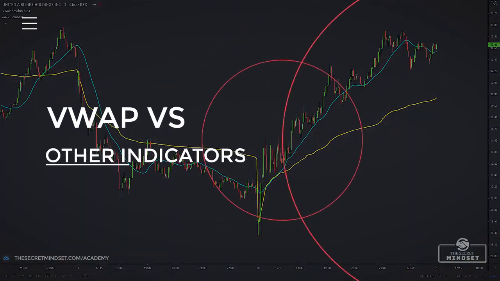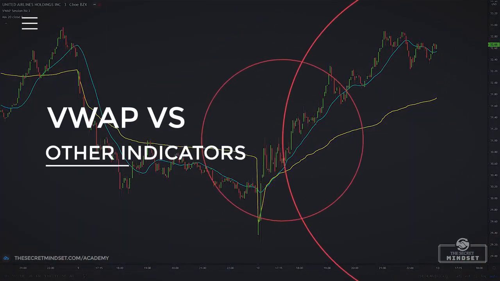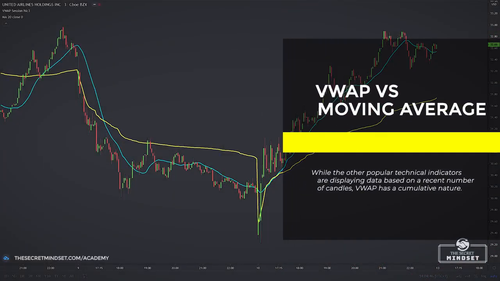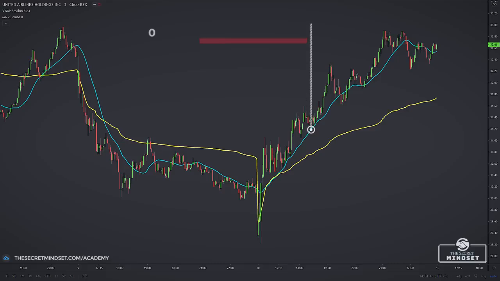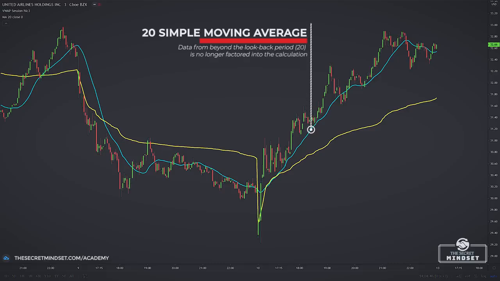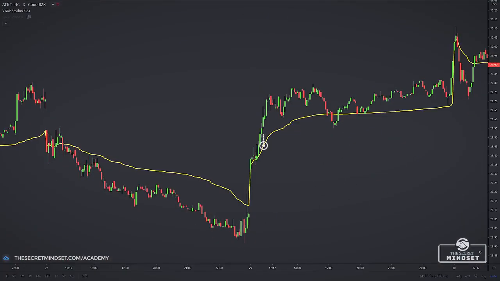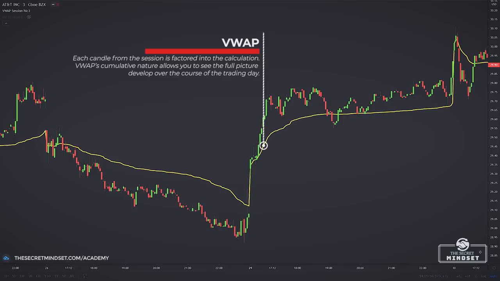VWAP represents the market's true average price over the plotted length of time, most commonly a trading day, while the other popular technical indicators are displaying data based on the recent number of candles. The VWAP has a cumulative nature. That's the problem with periodic indicators like moving averages, for example. Let's say you selected a 10 exponential moving average or a 20 SMA to trade with. Data from beyond the look-back period you've selected is no longer factored into the calculation, leaving you with an incomplete picture of the market. VWAP's cumulative nature allows you to see the full picture develop over the course of the day while factoring in each candle.